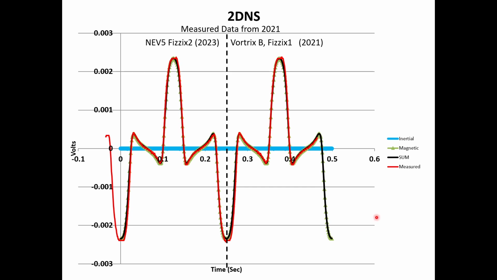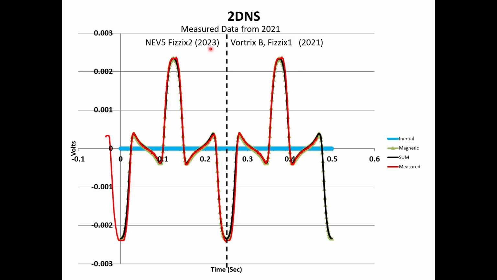Okay, so what you see here, we have the 2 components of NEV5. We have the inertial force model, and we have the magnetic force model, which is the triangles here. When you sum them up, you get the black trace. And the red trace is the experimental measurements. And everything is dead on balls accurate.